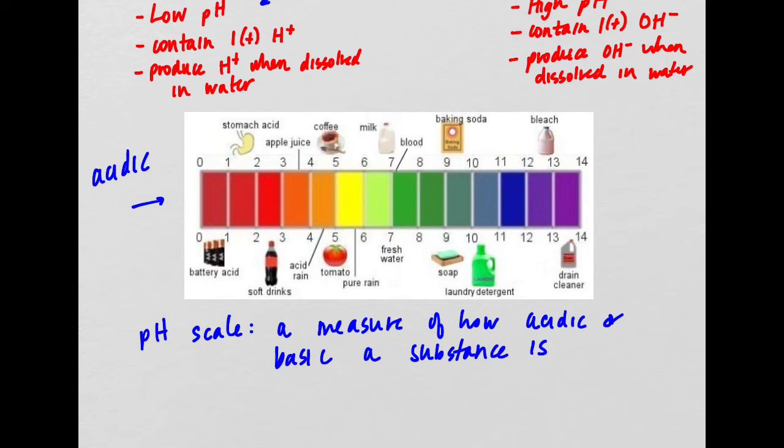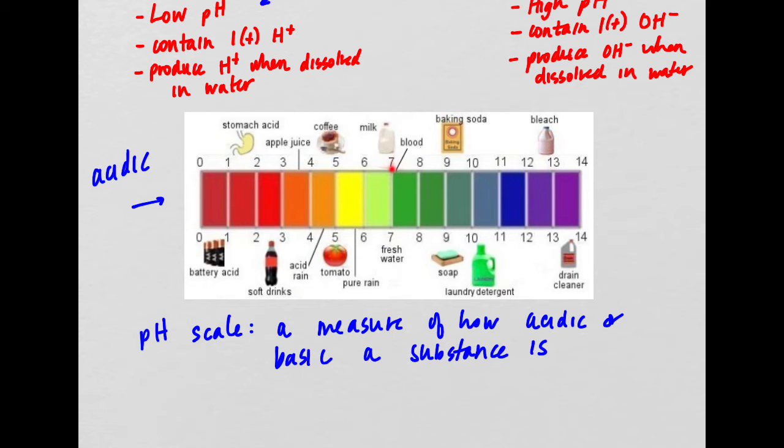If you look at the examples here in this picture, we have things like battery acid or stomach acid or Coca-Cola. We know that that's very acidic. Coffee is very acidic. Tomatoes are very acidic, right? So the closer we get to 0, the more acidic a substance is. So battery acid is more acidic than Coca-Cola. And Coca-Cola is more acidic than coffee and tomatoes, right?